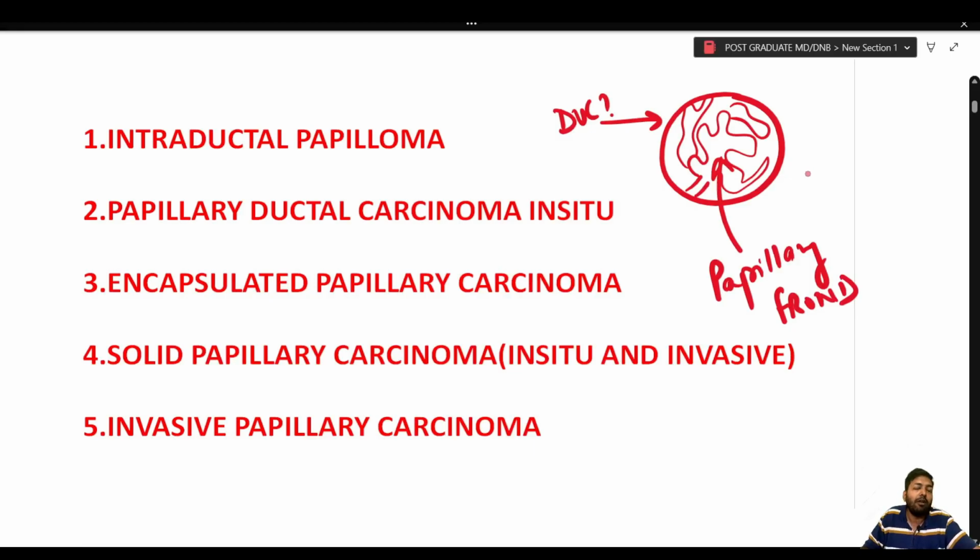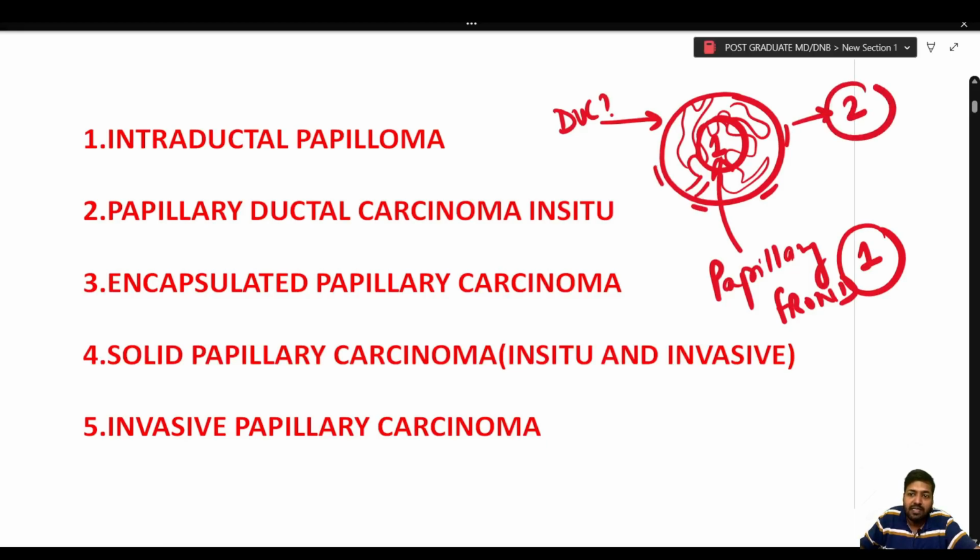One very important point that we have to see in any such immunohistochemistry that we are carrying out for such lesions: we are looking at the presence of myoepithelial cells at two places. Number one, within the papillary frond, within the papillary lesion inside the duct. Secondly, we will check for the presence of myoepithelial cells at the periphery of the lesion. So always remember, these two things are very important for differentiation between such lesions.